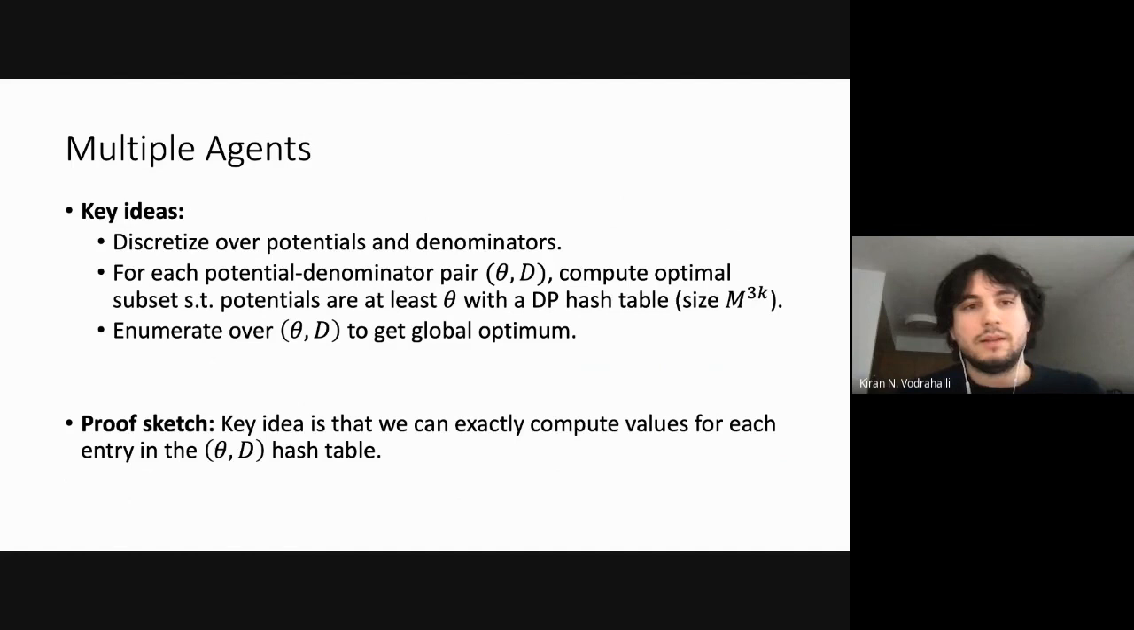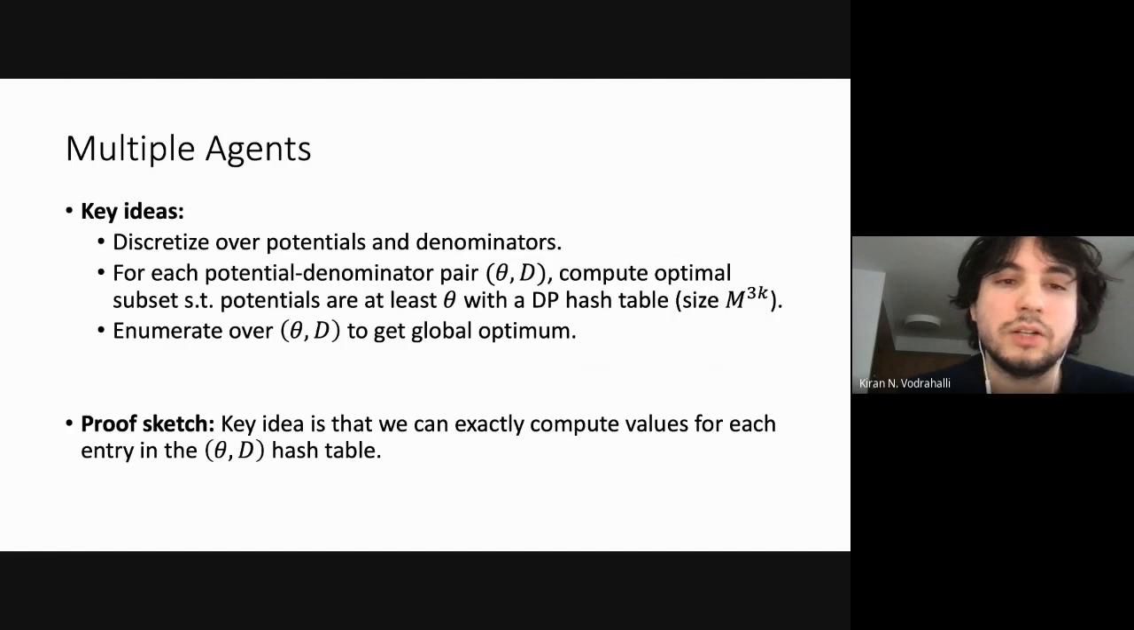And the idea is basically just discretization again. And this time we're going to discretize over both the potentials and the denominators. And then we will look at each potential-denominator pair, and we can compute an optimal subset such that the potentials are at least theta with the DP hash table.